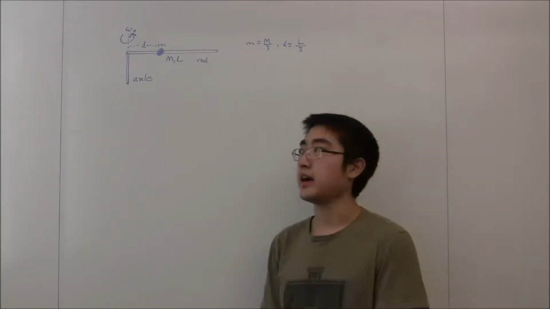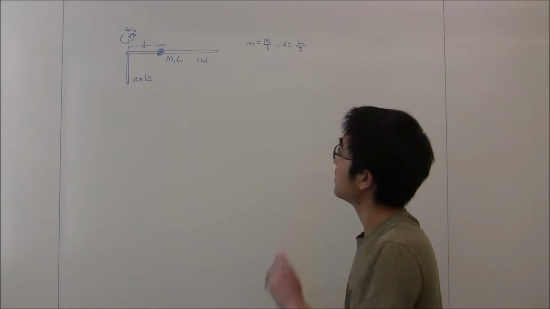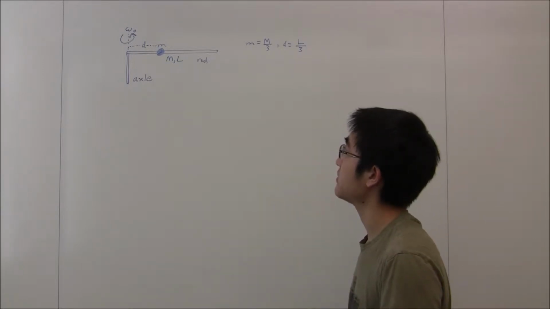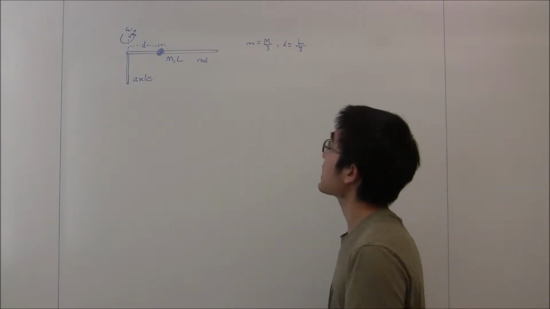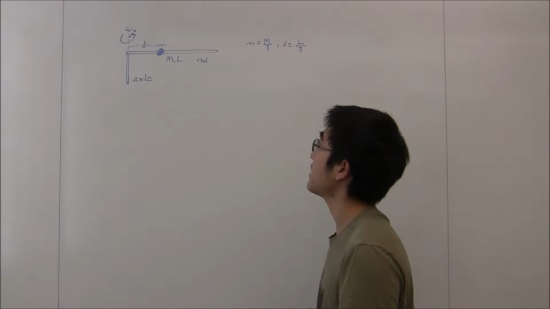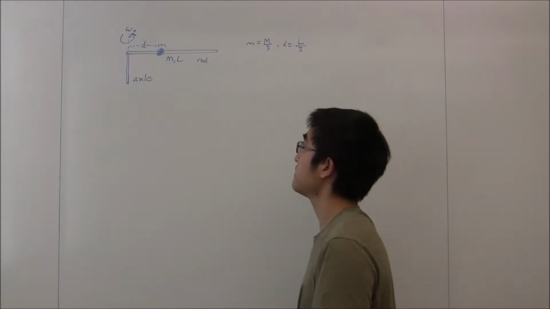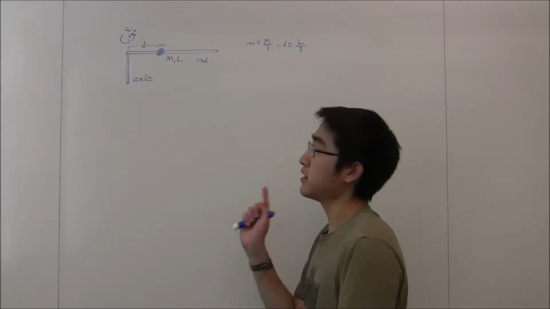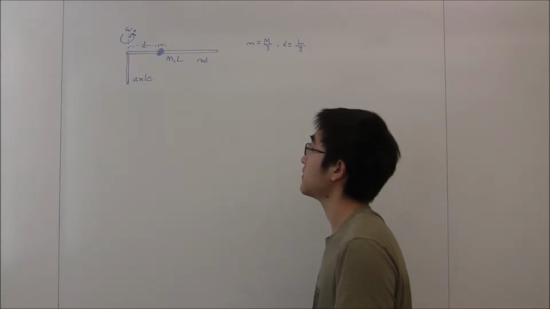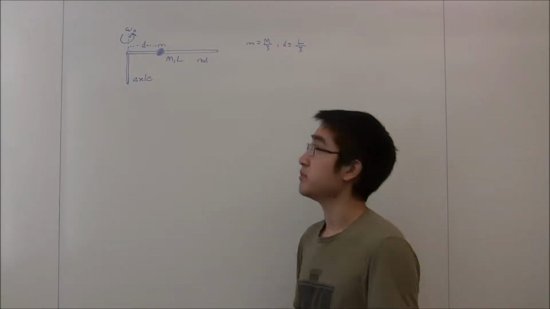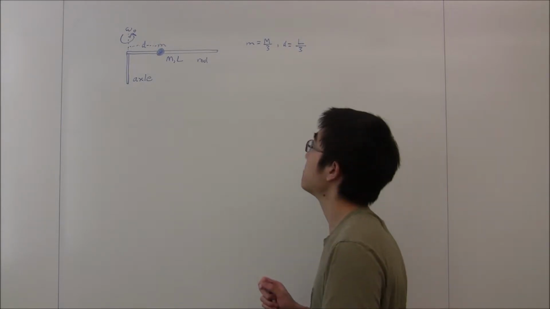So in this problem we have a uniform rod of mass big M and length big L, which is attached to an axle and allowed to rotate horizontally without friction. And there's also a bead of mass little m, which is fixed initially at a distance d from the axle, and the rod-bead system is initially rotating with an angular velocity of omega naught. Now the bead is then released and allowed to slide without friction along the rod.